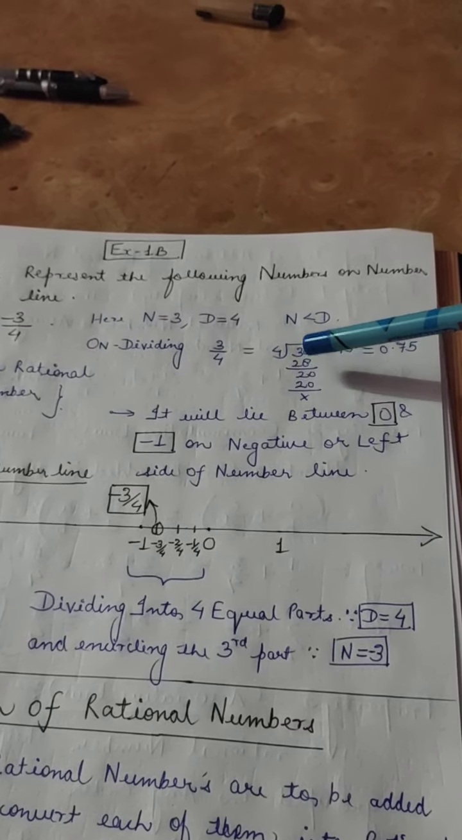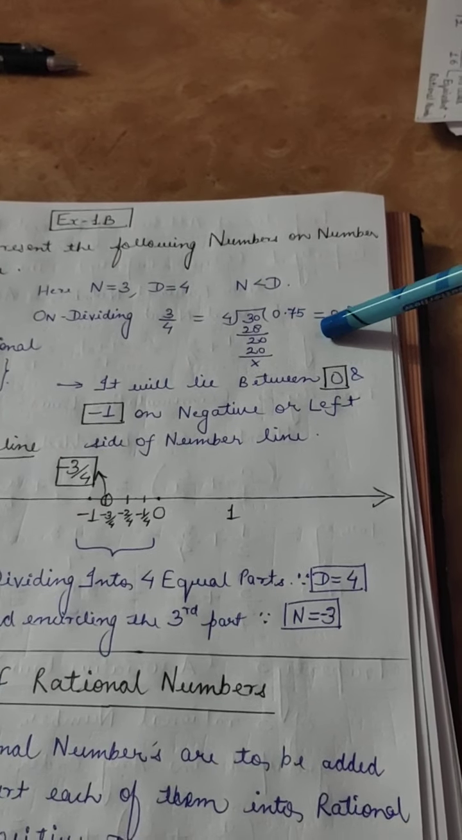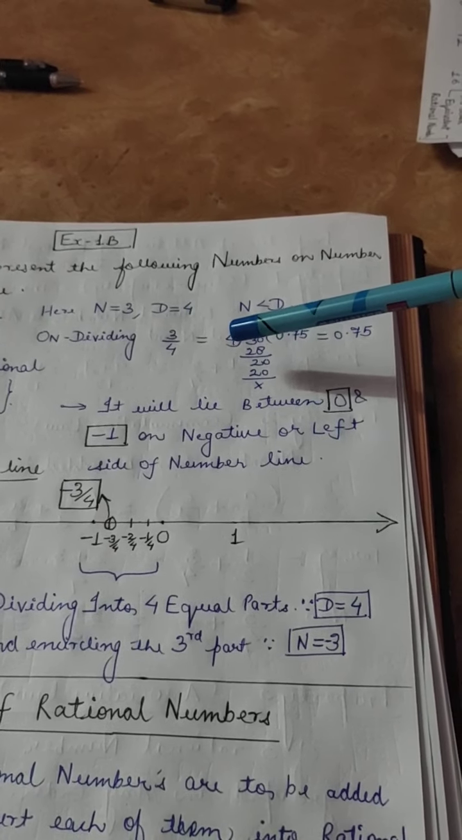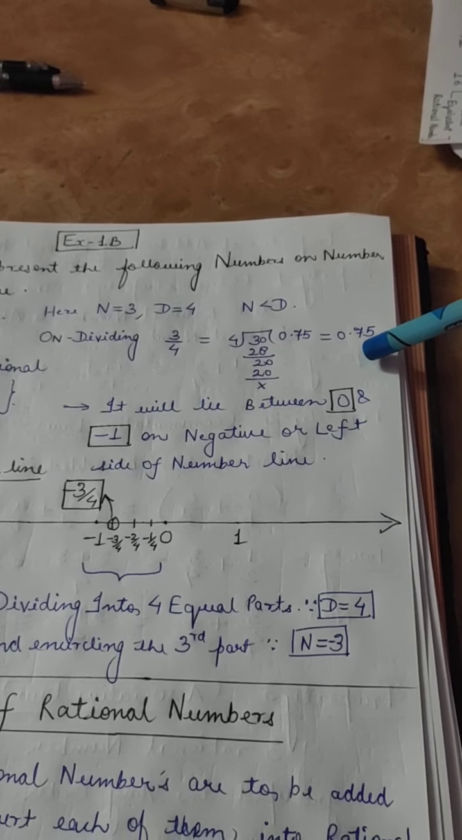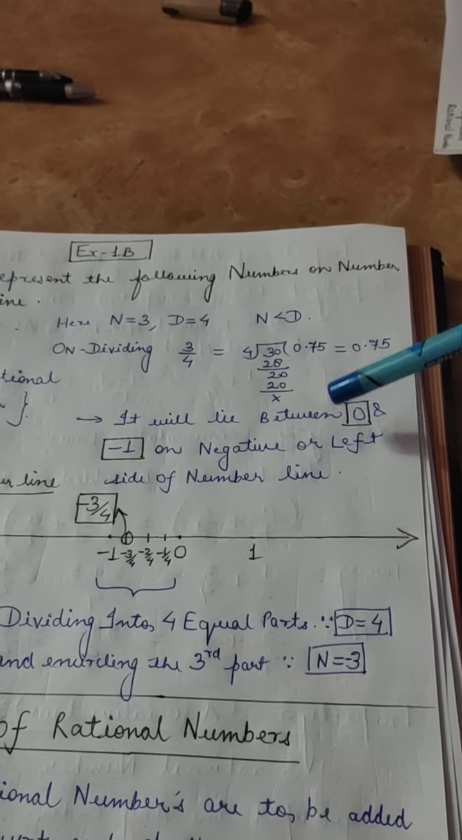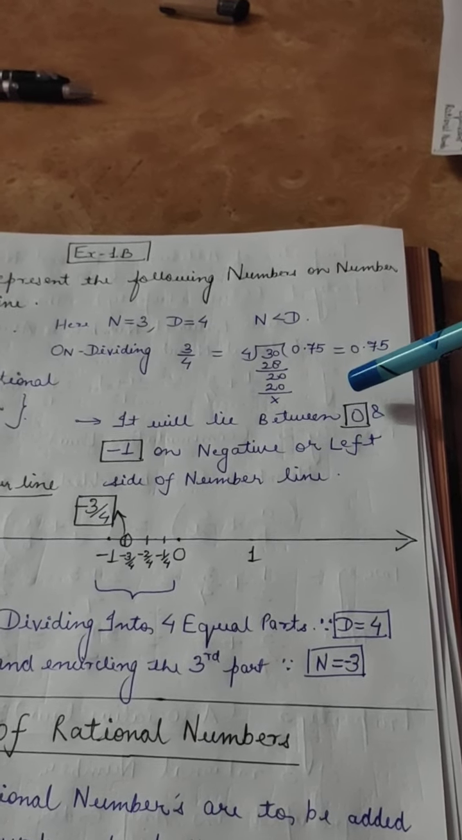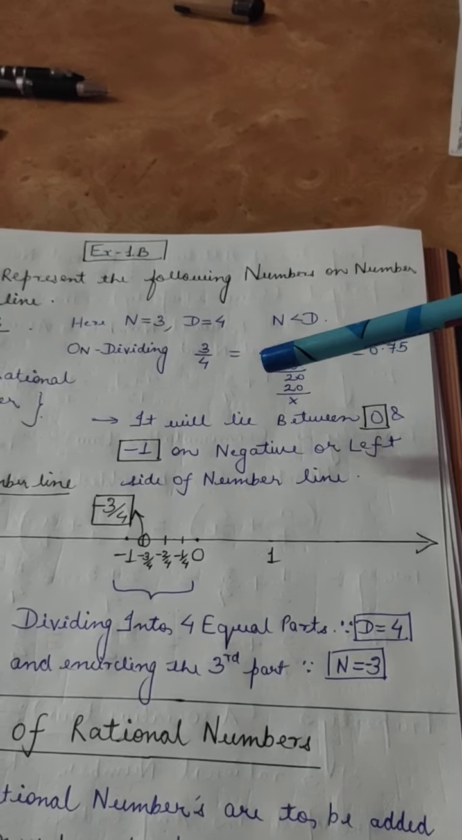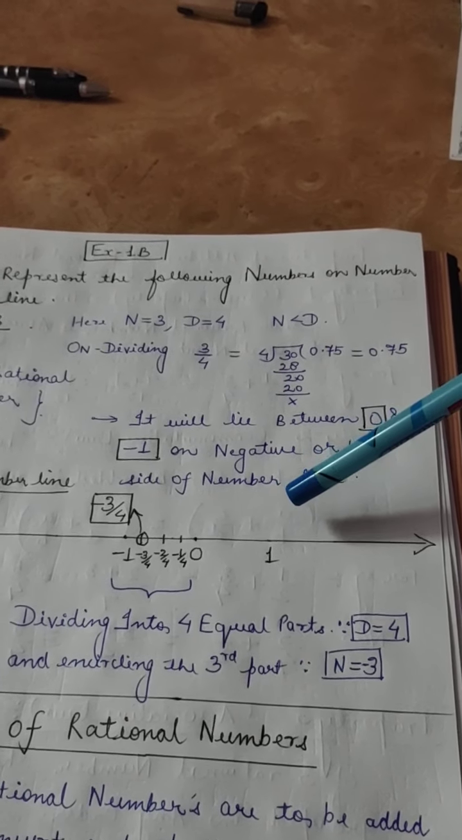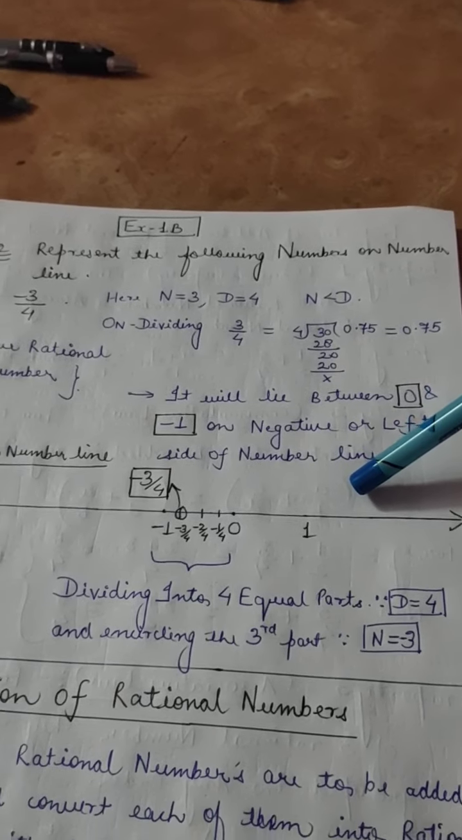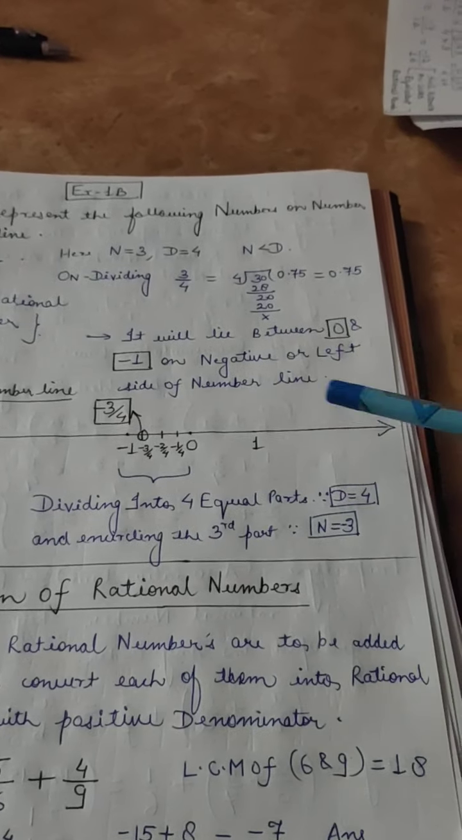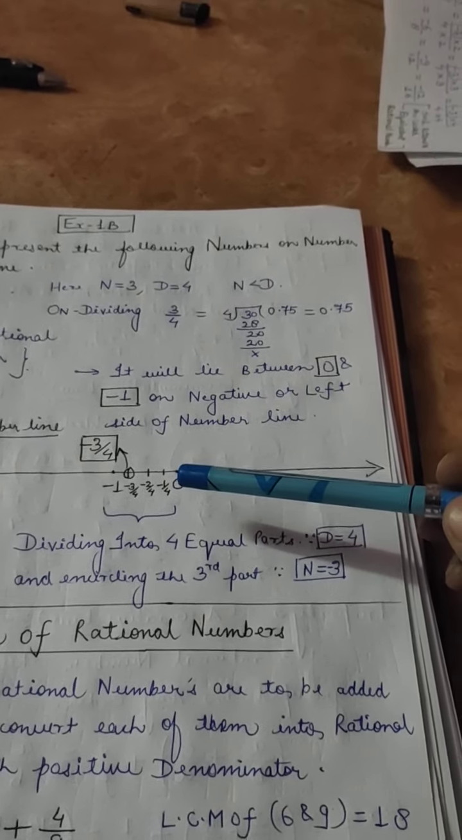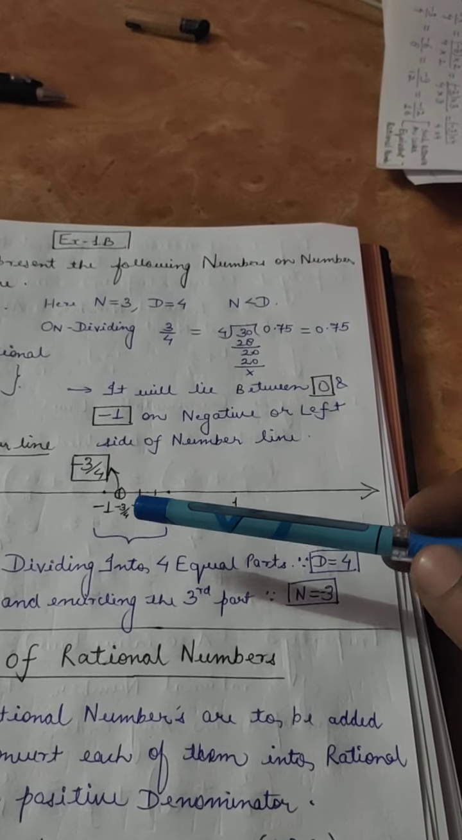So what we have done, we have converted this number into a decimal by dividing the numerator by the denominator. It is coming out to be 0.75. So where will 0.75 lie? Between 0 and -1 on the negative side of the number line. So this is our number line. This center point is 0 and this number will lie between 0 and -1.